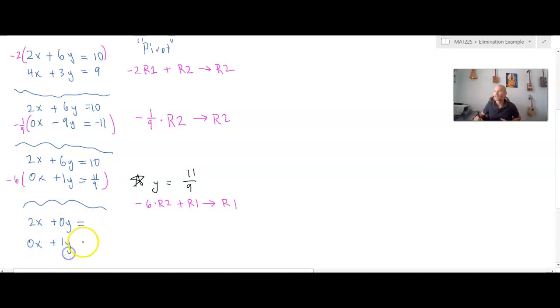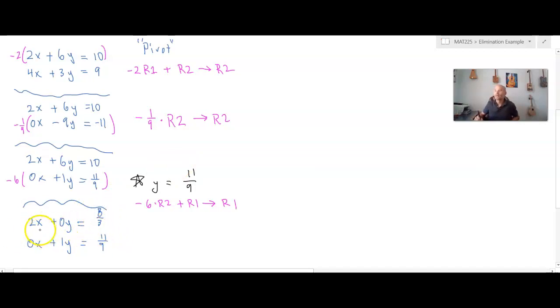We're already done with the second row because that has given us what y is going to equal. So we have 2x plus 0y equals, and now I need to take negative 6 times 11/9, which is negative 66/9 added to 10. So I'm going to come to my calculator, negative 66/9 added to 10, and it comes out to, you probably can't see this, but about 2.7, and then I press my math button, convert it to a fraction, and I get 8/3. So this comes out to 8/3.